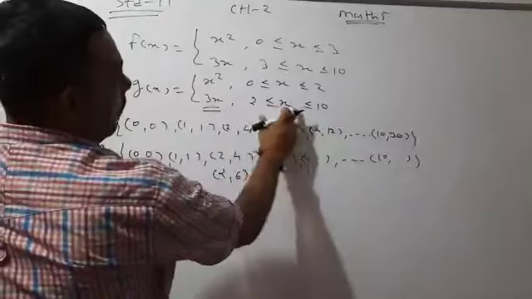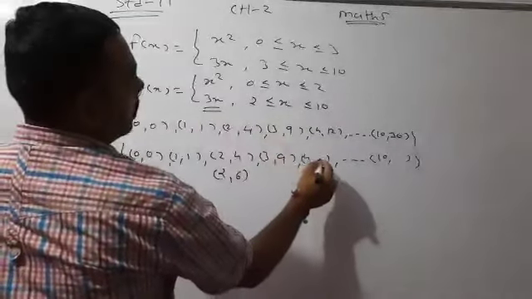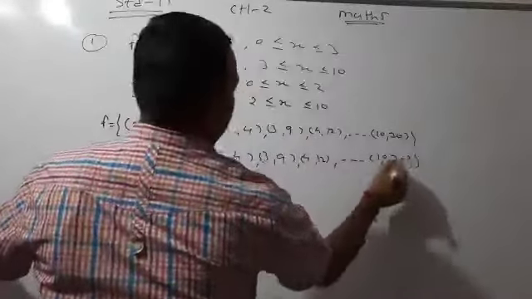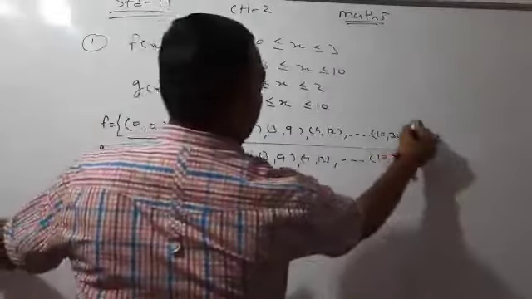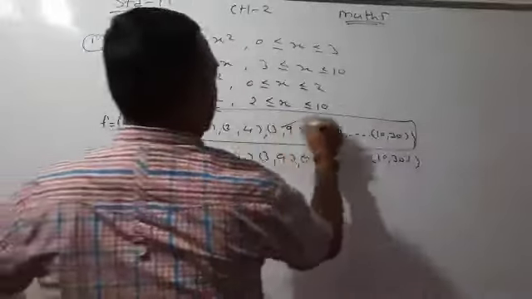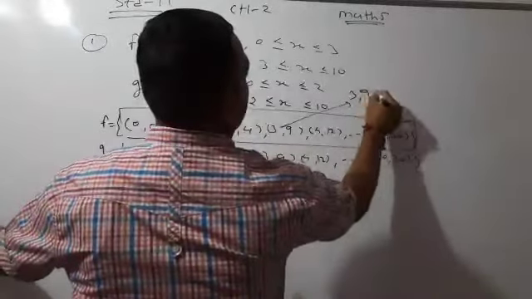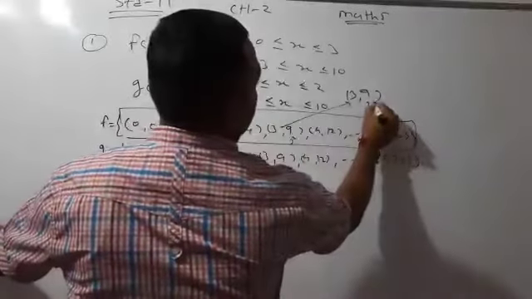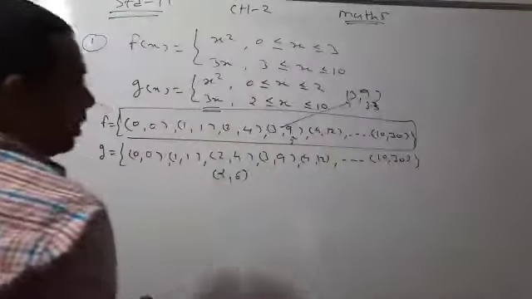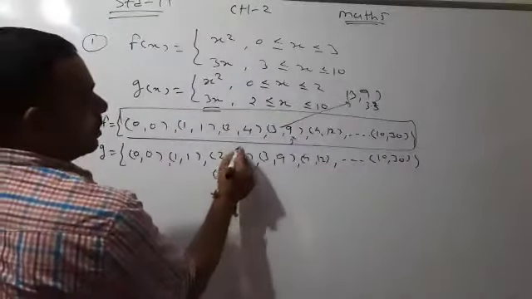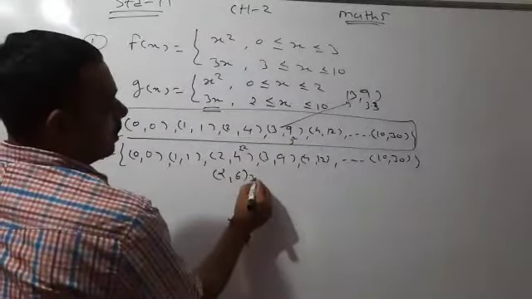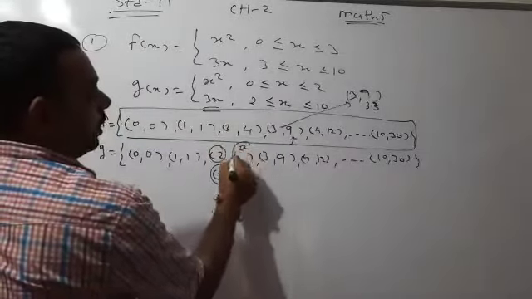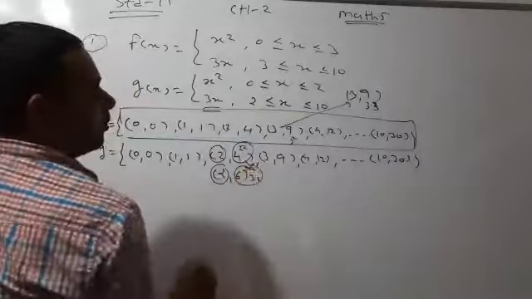If I put 3, 3 times 3 is 9, then the remaining are the same: 3 times 4 is 12, and it is 30. Here we observe that the other pair for 3 is (3, 9) only. See this as 3 square and this as 3 into 3. But here this answer is 2 square and this answer is 3 into 2. So x is the same but its answer is not the same.